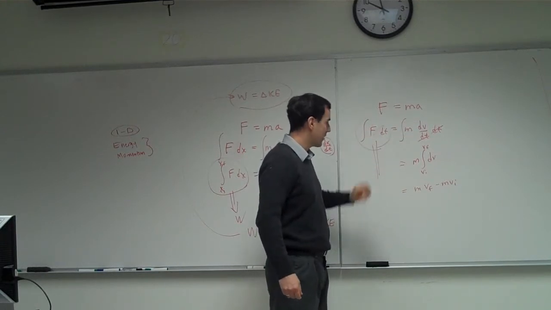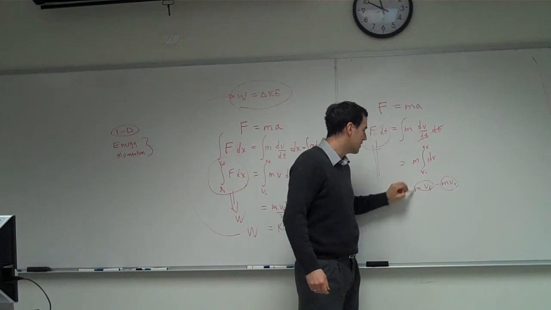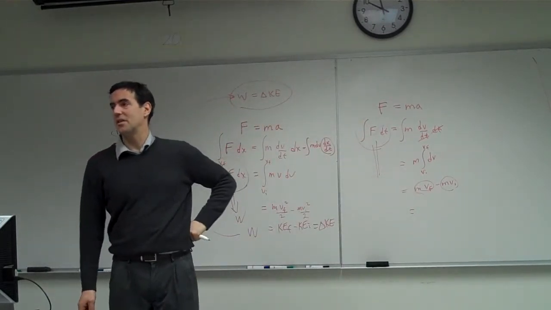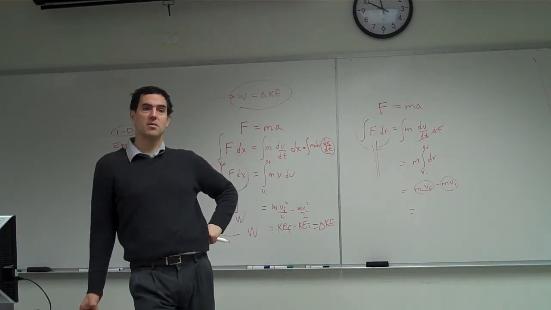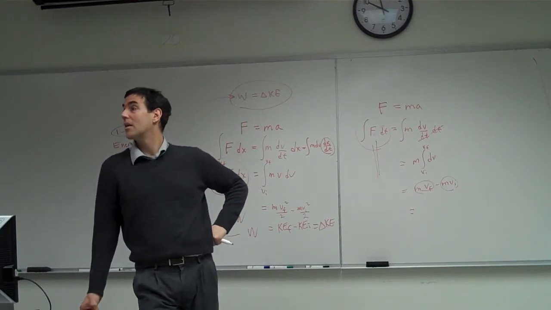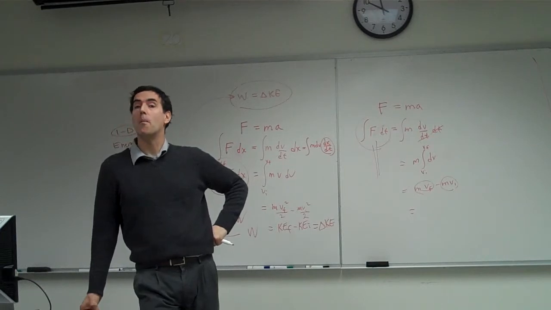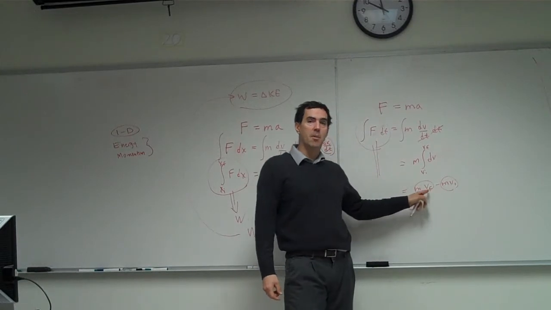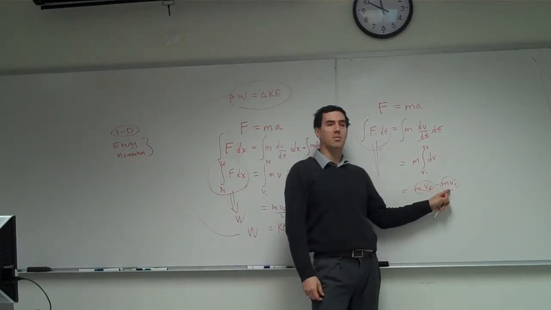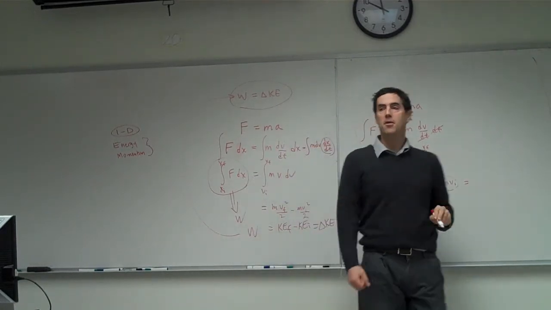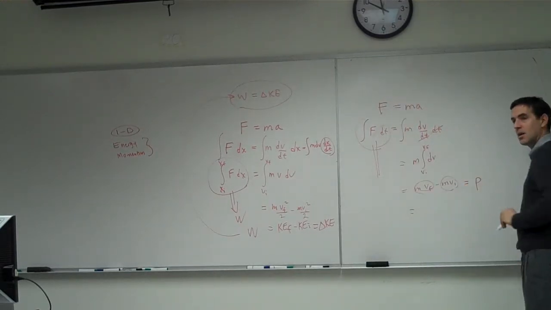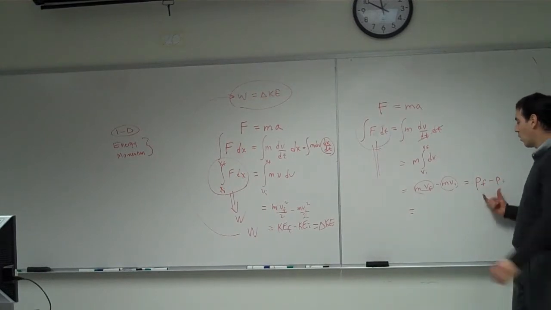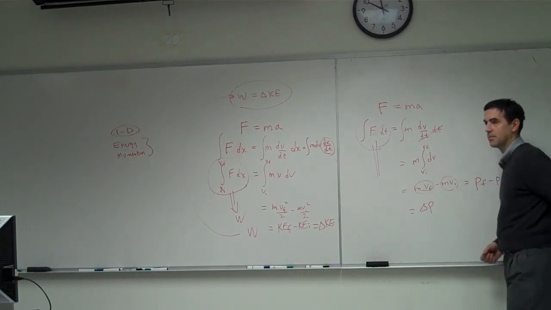I'm going to give these guys names and write their names down there. Mass times velocity has a name. Does anybody remember from physics what mass times velocity is? Momentum. Roger, you're onto something there. Mass times velocity is momentum, so I can call this momentum final minus momentum initial. The symbol for momentum is a P. So this would be P final minus P initial, or change in momentum.